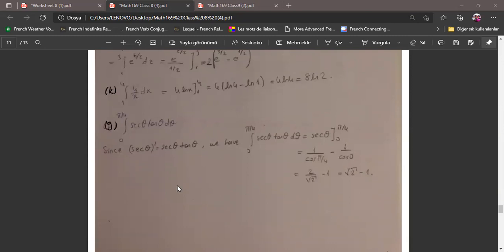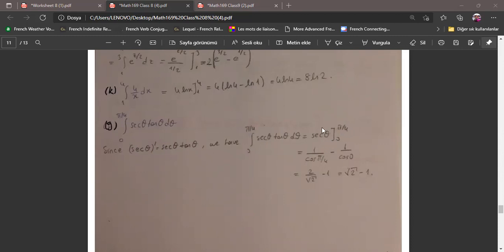All right, first remark that the derivative of secant theta is equal to secant theta tangent theta, right? So this function secant theta is an antiderivative for this function, right? So its integral will be equal to secant theta. And we need to evaluate it from 0 to pi over 4.